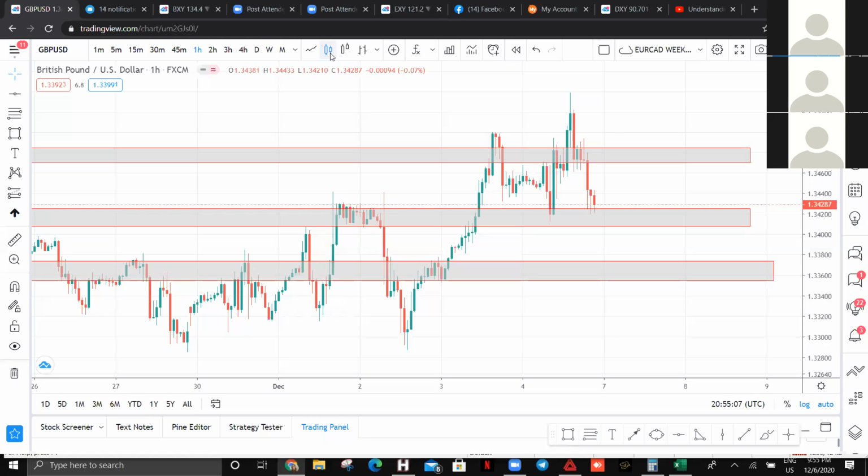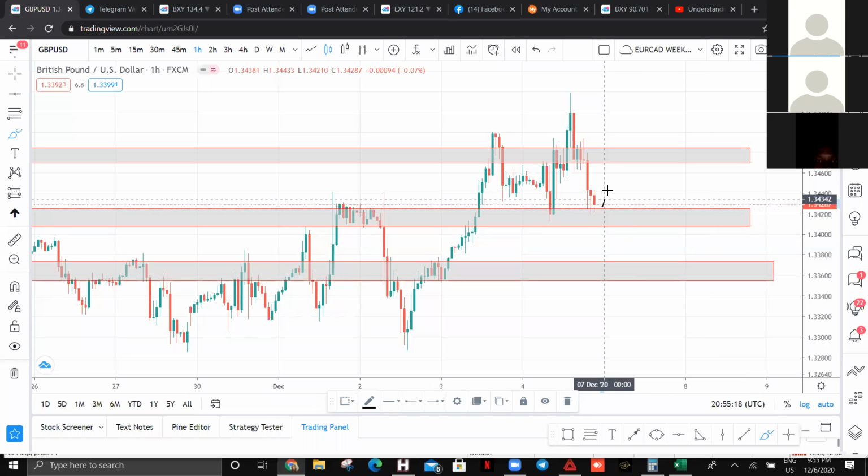Now you can see what happened here. How price did what? Close above the zone. So if market opens, what am I expecting? This. And that is how many pips? It's about 40 something pips or 30 something pips. This.